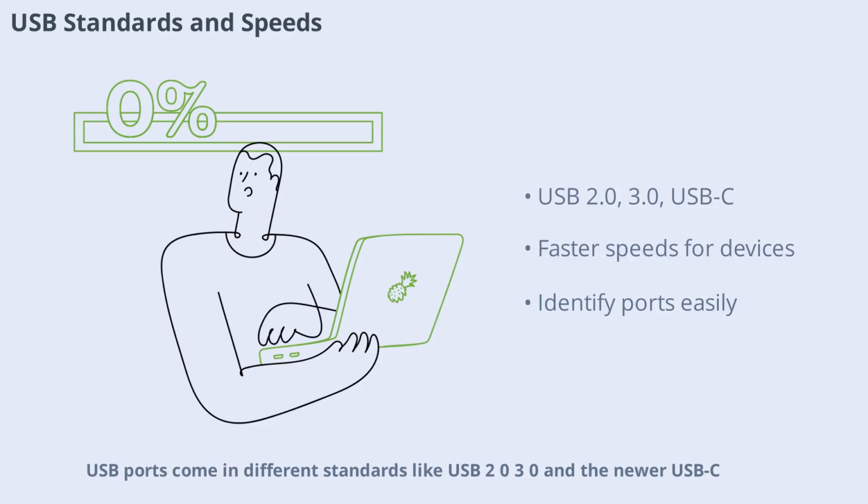USB ports come in different standards like USB 2, 3, and the newer USB-C. Each offers different speeds and capabilities. We'll explain what these standards mean, how to identify them on your motherboard, and why faster USB ports can make a big difference for transferring files or connecting devices.